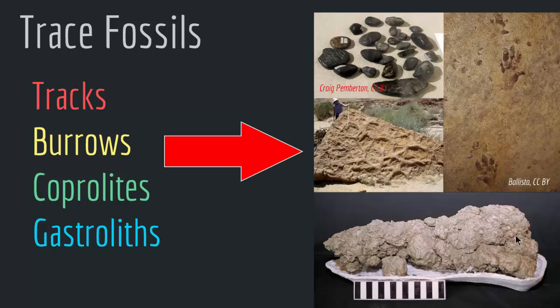Burrows are interconnected tunnels that have been created by small animals that live in sediment, as you see in this picture. They are interconnected tunnels. When they get preserved, they create fossils like that. They're very, very beautiful. They look like veins.